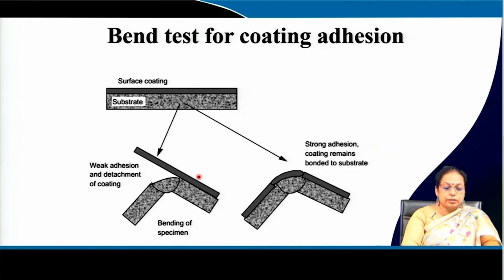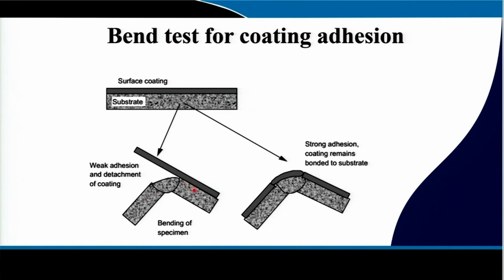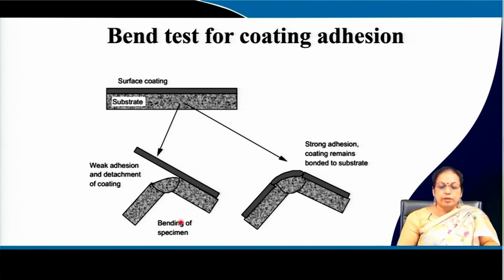For example, take a surface coating where the component is subjected to bending. In one case you will see that the coating remains and the substrate gets bent, so there is a failure of the coating, detachment of the coating. In the other case you see that there is no detachment of the coating. In this case you can say that it is highly bonded to the substrate, but here it is weak adhesion, not really bonded to the substrate. So, this is a kind of qualitative measurement.